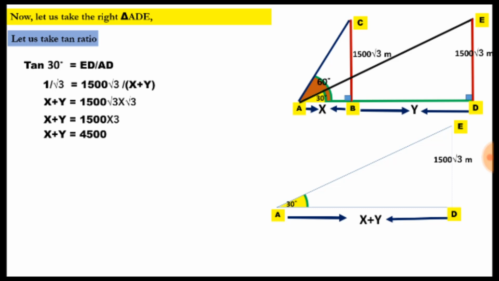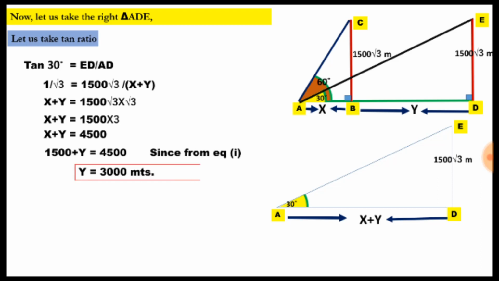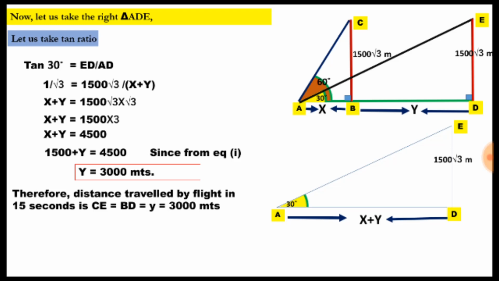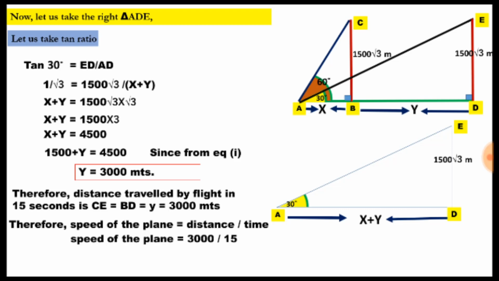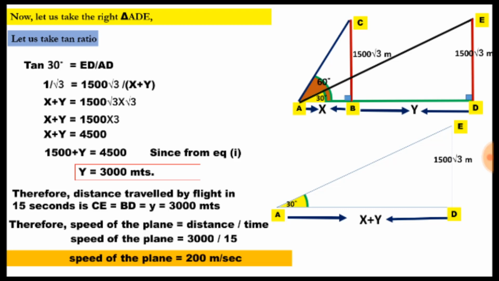And from equation 1, we know that x value is 1500 meters. Now substitute the x value in x plus y equals 4500. So we get y value as 3000 meters. So y is nothing but the distance traveled by the jet plane in 15 seconds. So the distance traveled by the flight in 15 seconds is 3000 meters. Now we need to calculate the speed of the jet plane, and we know the formula, distance by time. So if we substitute the values, we get the speed of the jet plane as 200 meters per second.